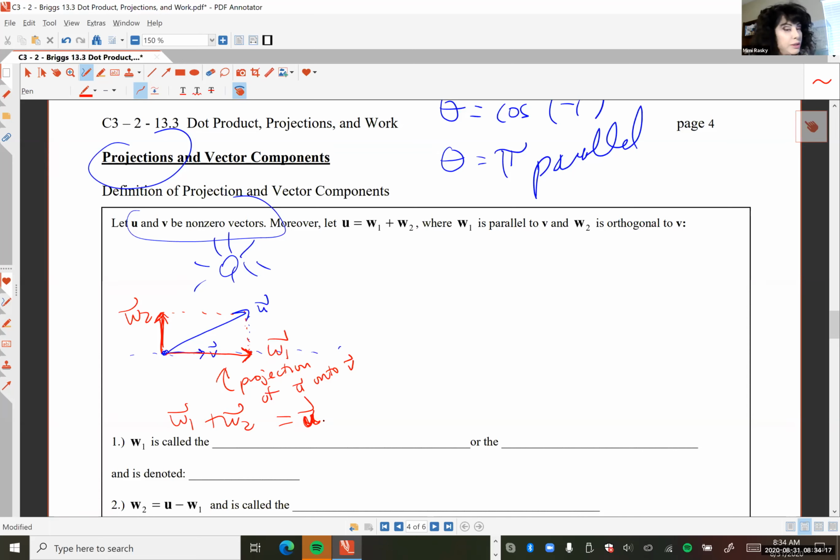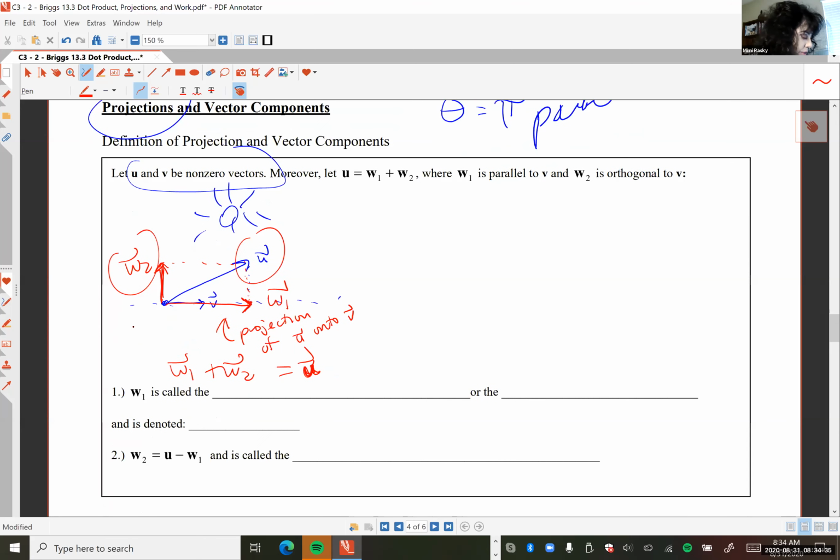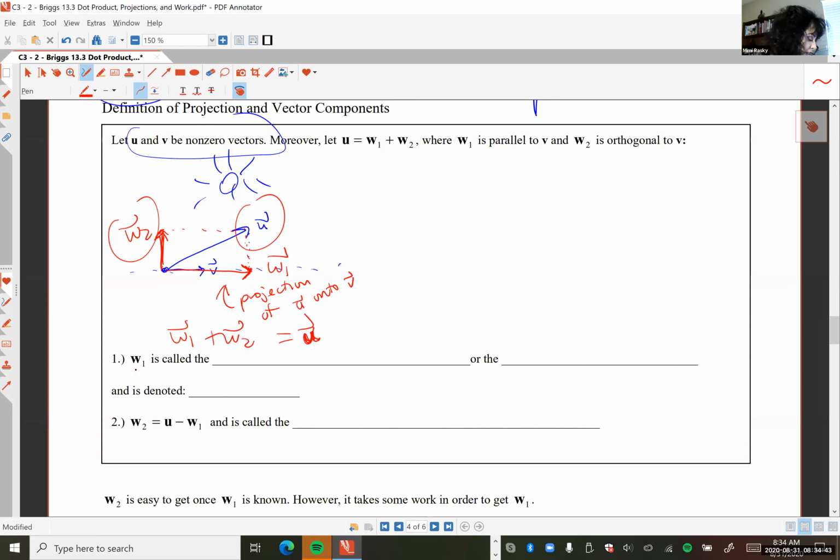So why do we do this? Because our physics brethren oftentimes need to resolve a vector into its 2 orthogonal components, the W1, which is a projected vector, and this orthogonal component, such that when you add them together, you get back the original. You may be thinking, why do they need to do that? We're going to see an actual example very shortly. So let's fill in some blanks first.